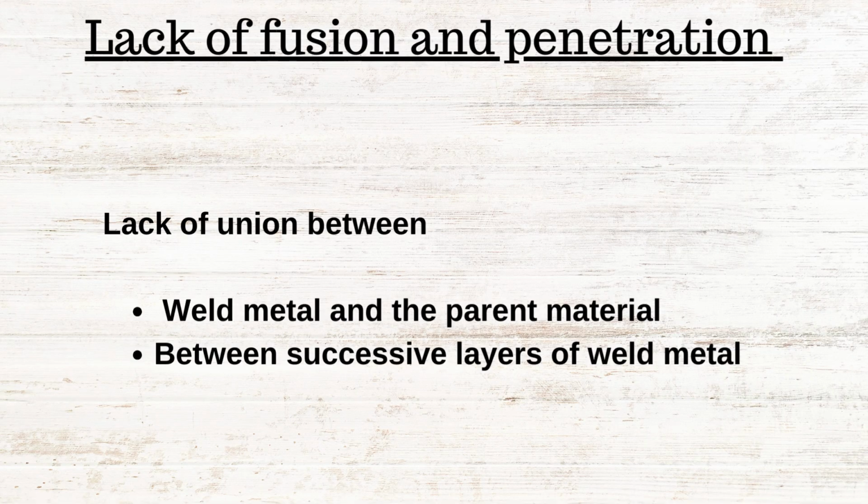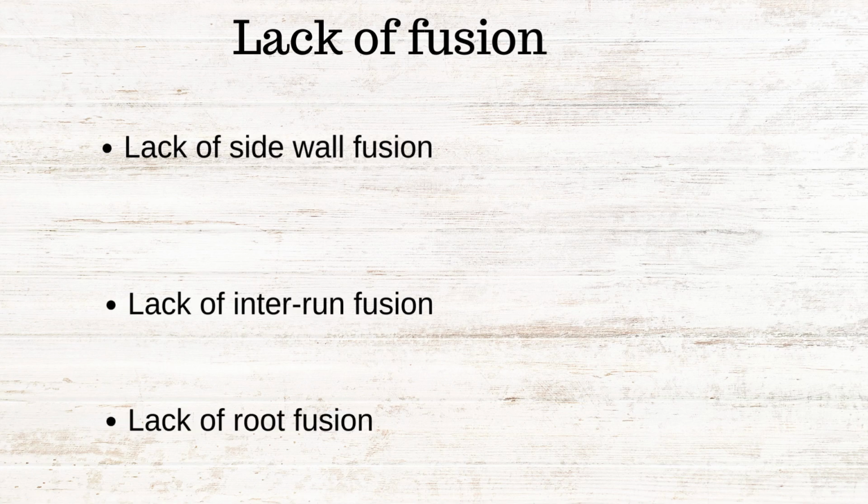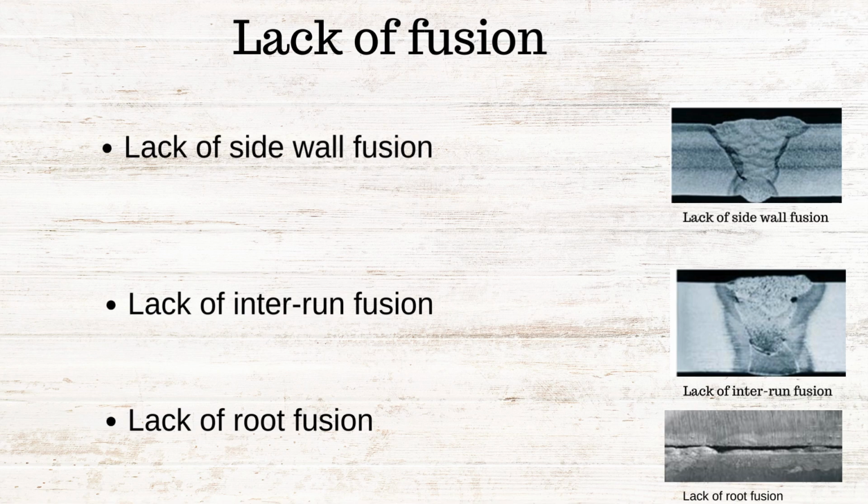Lack of fusion is a lack of union between the weld metal and the parent material, or between the successive layers of the weld metal, as we carry out welding in different layers. Lack of fusion can be of different varieties: lack of sidewall fusion, lack of inter-run fusion, lack of root fusion, or micro lack of fusion. You can see the photographs for the different examples.